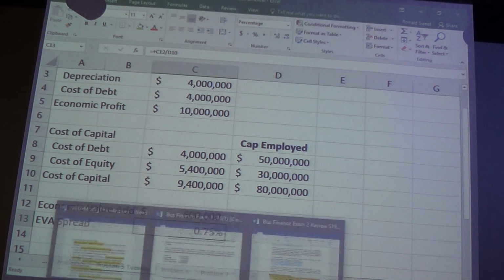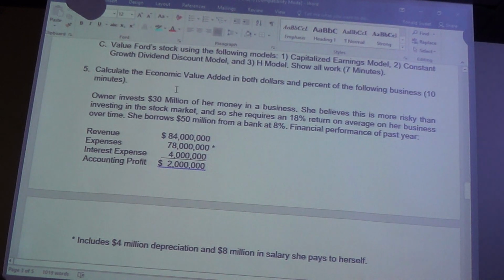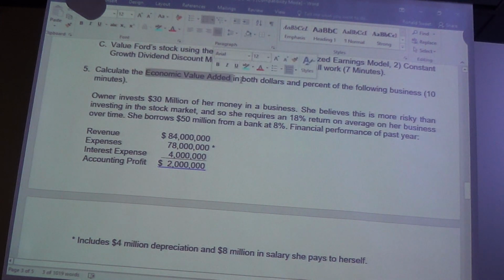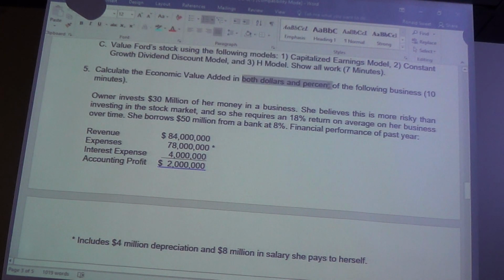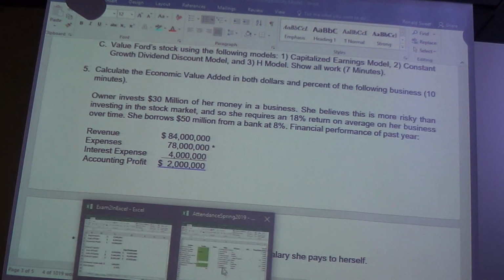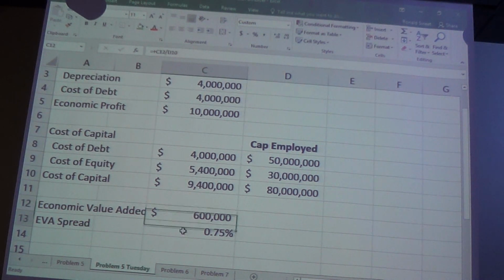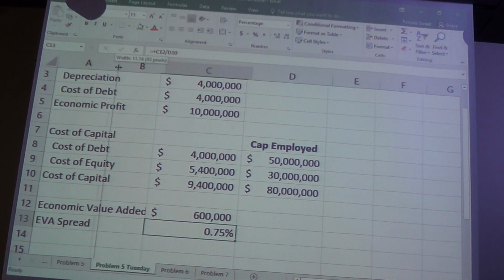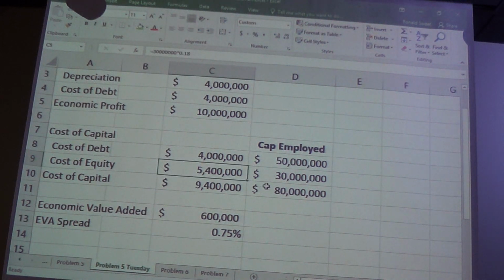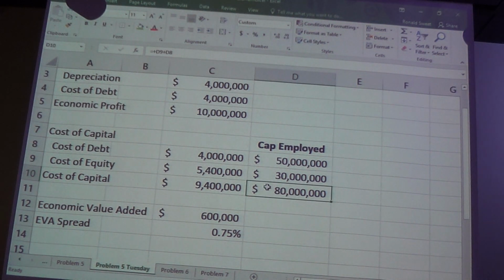Be careful that you do it both ways, because the problem says to do your economic value added in both dollars and percent. And so we've done that. It's $600,000 in dollars, and it's 75 basis points in percent. And again, this is a really simplified problem, but if you understand this, you understand EVA. It's really not that much more complicated.